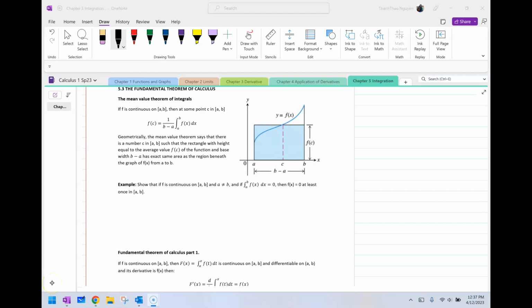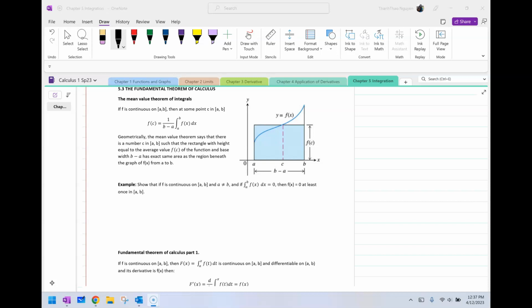The fundamental theorem of calculus. The mean value theorem of integrals: if f is continuous on a closed interval [a, b], then there is some point c in [a, b] such that f(c) equals the average value of f, which is 1 divided by (b minus a) times the integral from a to b of f(x) dx.